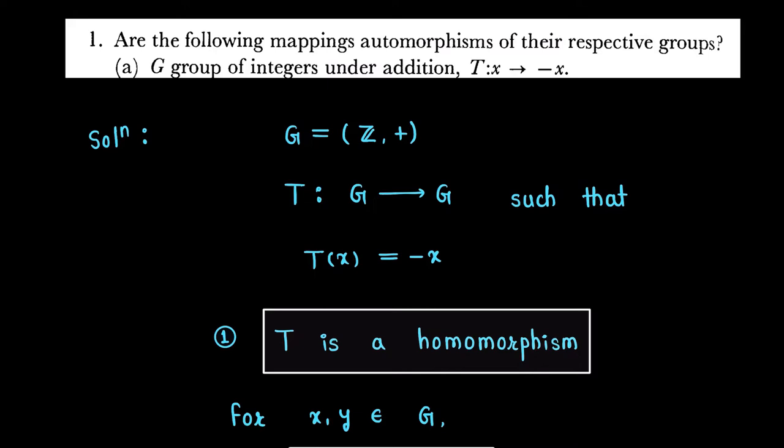Hello friends, in this video I am going to solve an exercise question from the book Topics in Algebra. The question is: are the following mappings automorphisms of their respective groups?